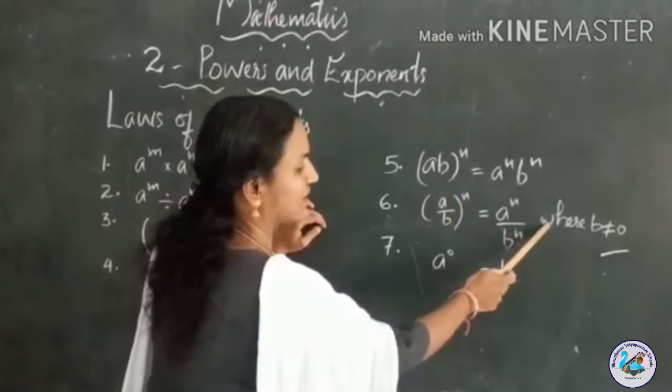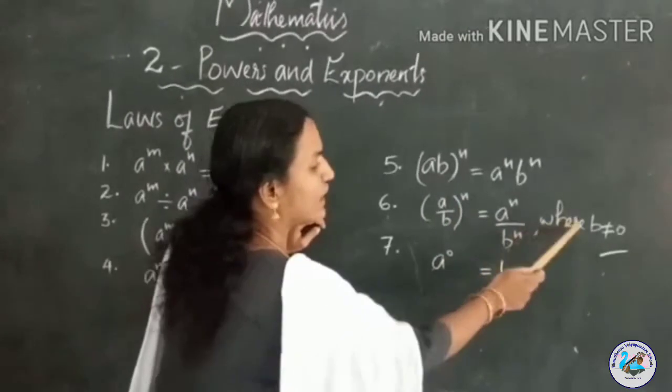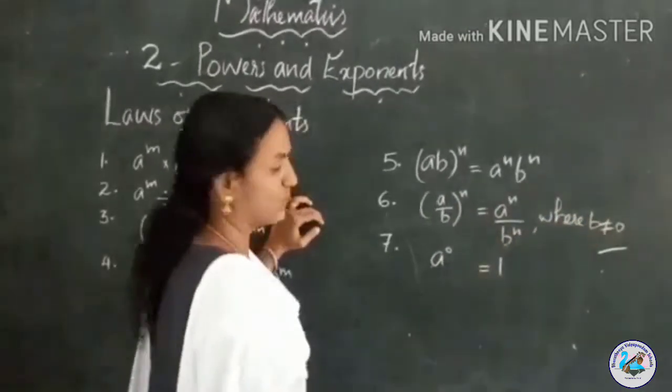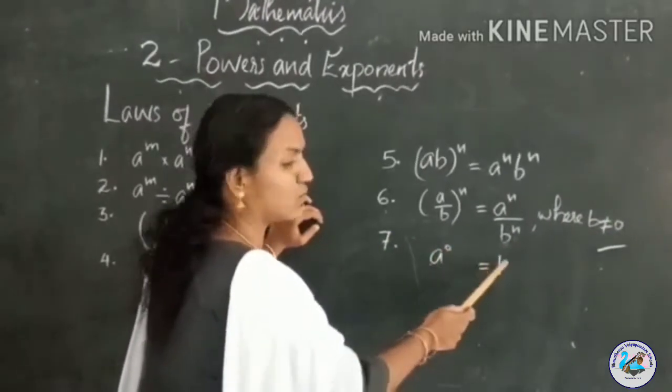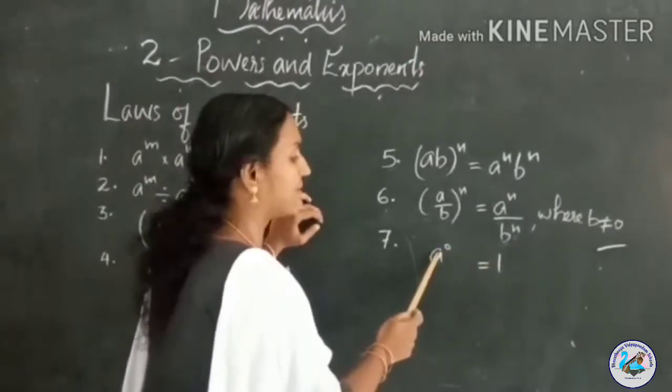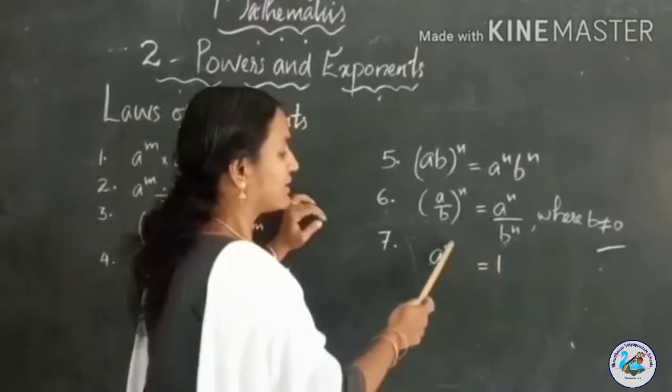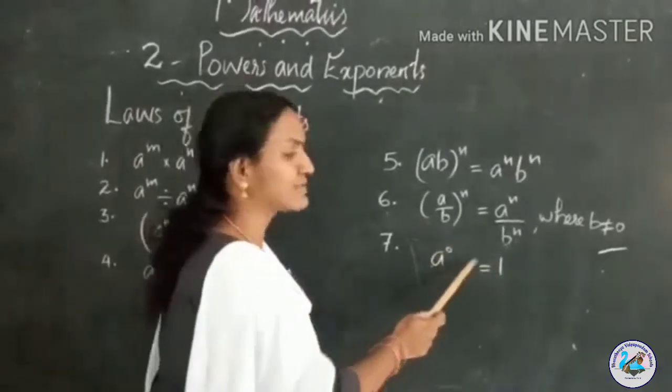Here the condition is that the denominator b is not equal to 0. The last law: a power 0 is equal to 1. A power 0 is equal to 1. So any number raised to 0 is 1.